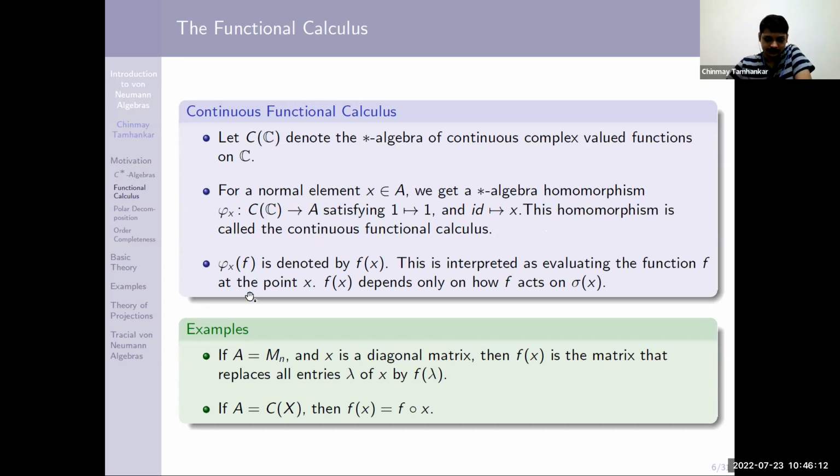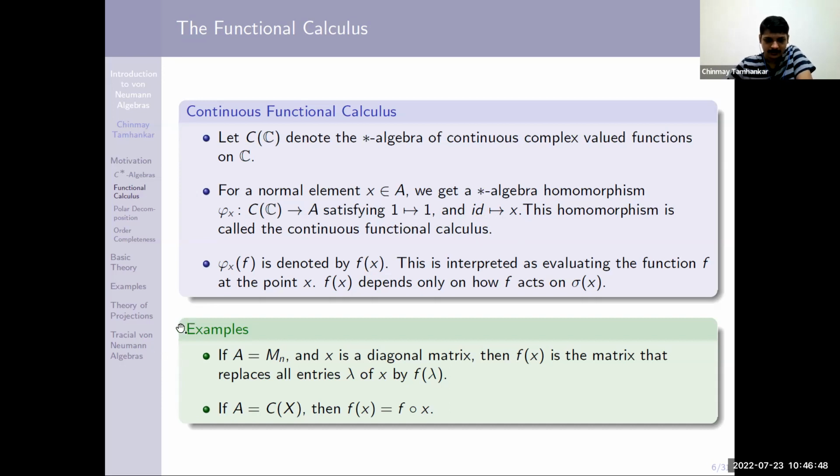For any continuous function f, we denote its image phi x of f by f of x. We can interpret this as evaluating the function f at the point x. This evaluation depends only on how f acts when restricted to the spectrum sigma of x. As a sanity check, we can see that 1 of x is equal to the constant 1, and identity of x is equal to x, which is what we expect to happen.